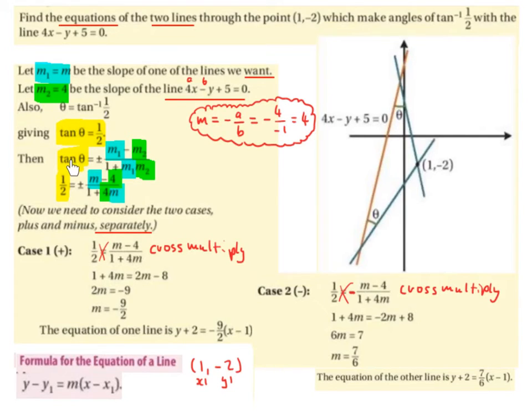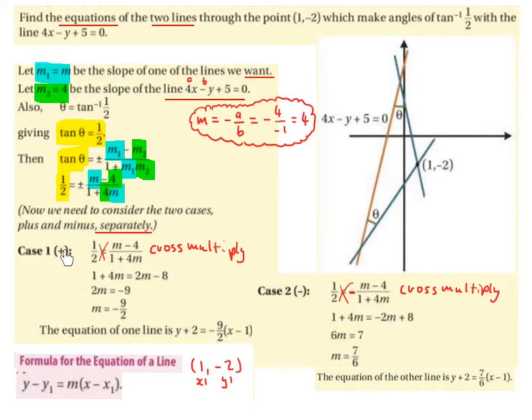So tan of theta is going to be equal to the formula for the angle between lines, which is plus or minus m1 minus m2 divided by 1 plus m1 times m2. Tan of theta we know is equal to a half, so we let that equal the formula and substitute into it. The only part we know at the moment is that m2 is 4, so we swap each m2 for 4, and we replace m1 with m. So we end up with m minus 4 divided by 1 plus 4m. Now we need to consider the two cases, plus and minus, separately. Remember there's plus and minus in our formula.